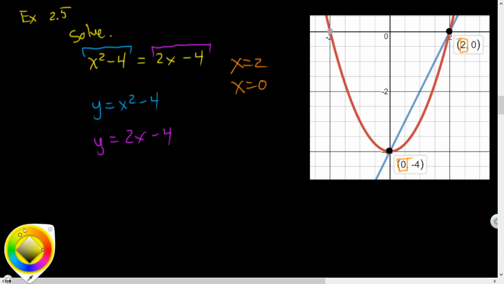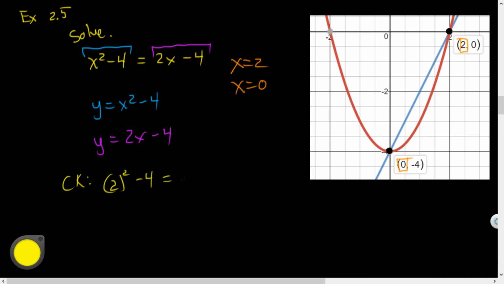Let's do one check just for fun, because I want you guys to believe this. Is 2 squared minus 4 equal to 2 times 2 minus 4? 2 squared is 4. 4 minus 4. 2 times 2 is 4. Uh-oh, this looks true. 0 equals 0, that's a true story. Not infinite. This one had 2 solutions.